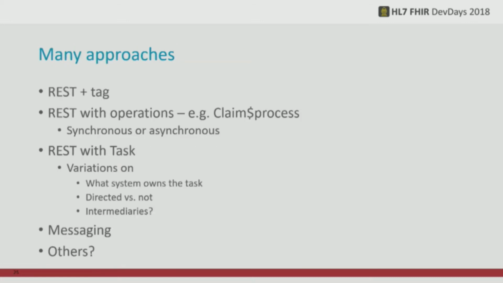There's a number of different approaches. So we can use simply posting with a tag. We can use operations. So invoke an operation says process this claim, and magic happens, and you might get a real-time adjudication, or you might simply monitor or subscribe and wait for a claim response to get posted that points to your claim. We have task, we have messaging, we have a number of others.